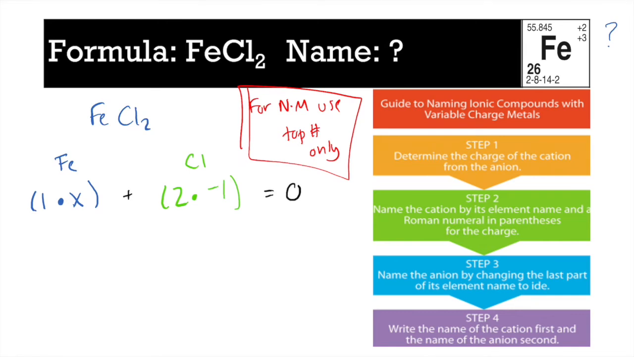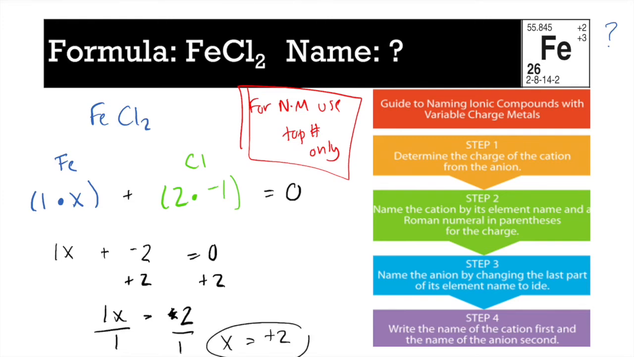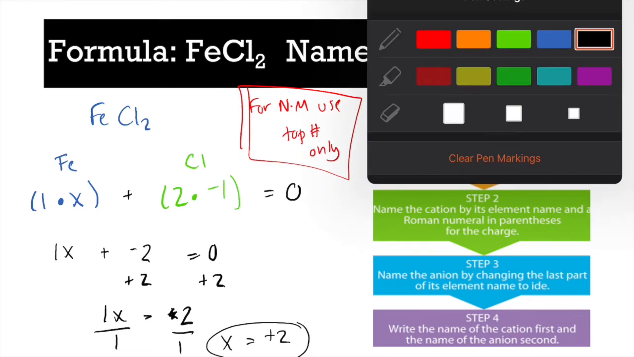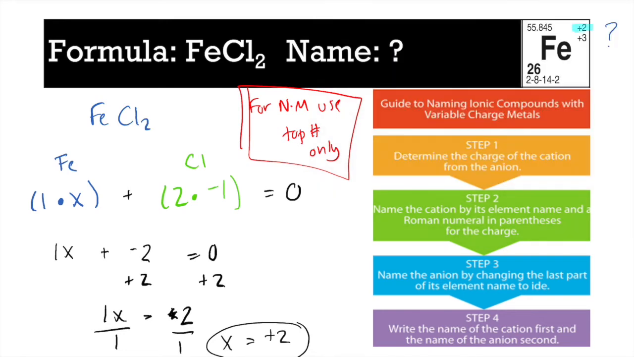Oh, and we know this needs to equal 0 because compounds have an overall neutral charge. So 1 times x is 1x plus 2 times -1 is -1 equals 0. So how do we get x by itself? Add 2 to both sides. 1x equals 2. You can even just say 2. Again, divide both sides by 1. X equals +2. So what that tells us is that we're going to use the +2 version of iron.